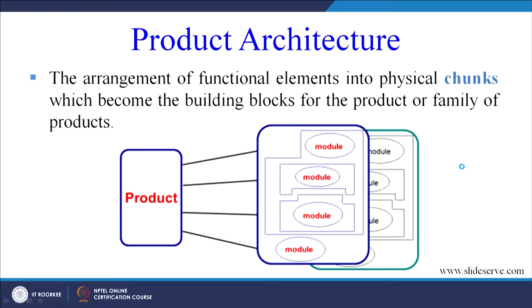So the arrangement of functional elements into physical chunks which become the building blocks for the product or family of product. So we can see overall product, it can be divided into different modules: module 1, module 2, module 3, module 4. So some of these modules we can try to develop, some of these modules we can try to outsource. So we have seen what type of product architectures are usually in practice.